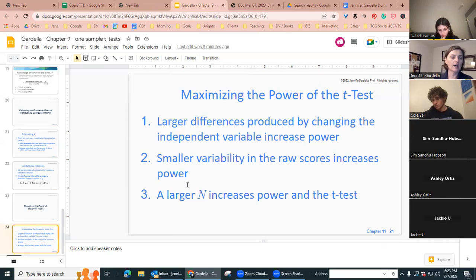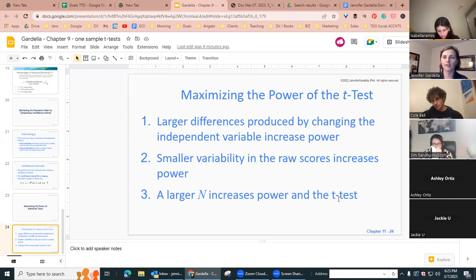And then a larger N. The more subjects you have, the better off you will be, hands down. So if you have, and I keep using these as the benchmarks, if you have over 30 subjects, closer to 100, you will be infinitely increasing your power. Don't quote me on the infinitely one, but your power will automatically go up. So those are the three big theoretical points of power.